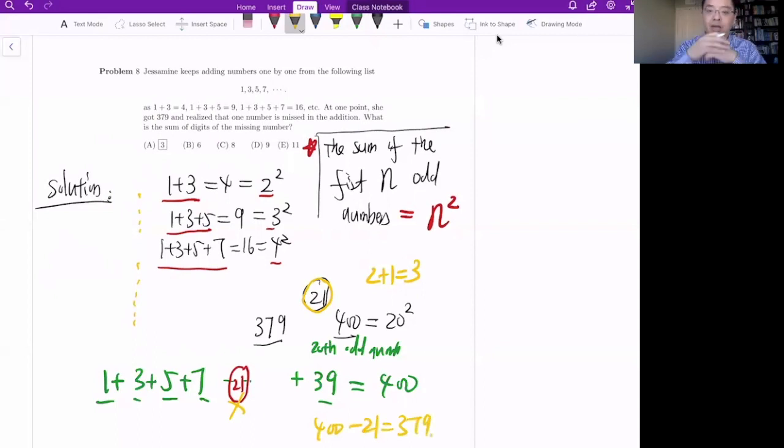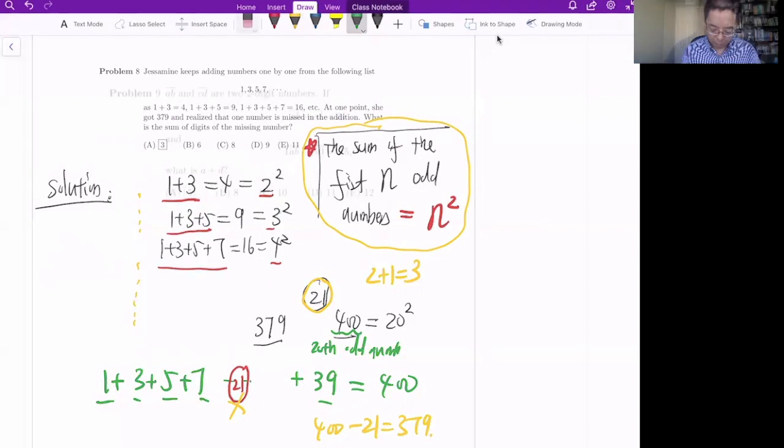So the key point is you should realize the sum of those consecutive odd numbers is just the square of the number of odd numbers. Then you give an estimation. You find 400 is near 379, and it should of course be bigger, which is 20 squared.